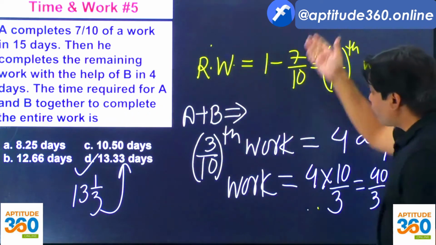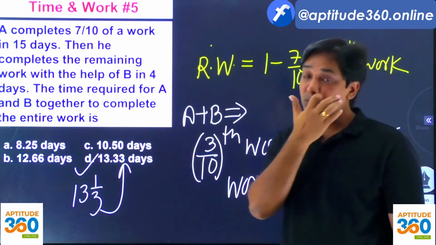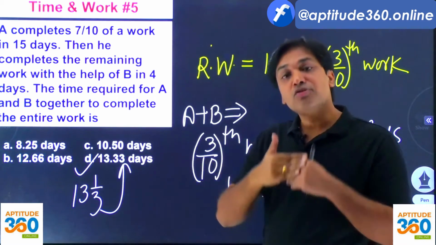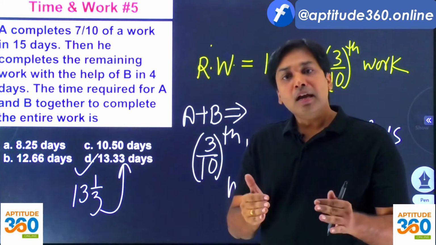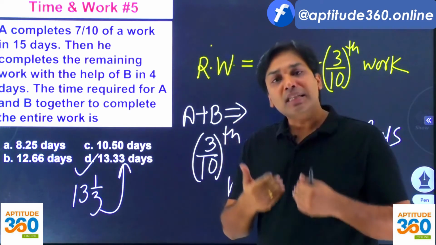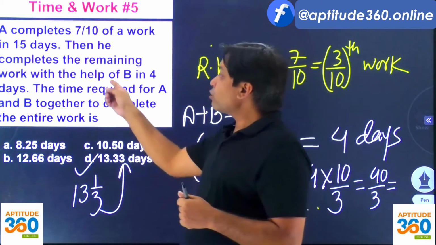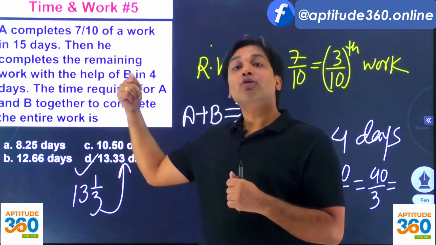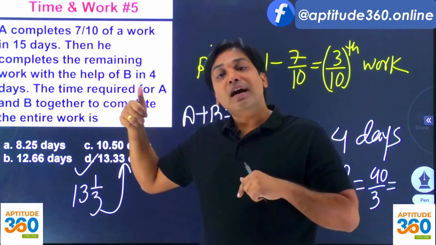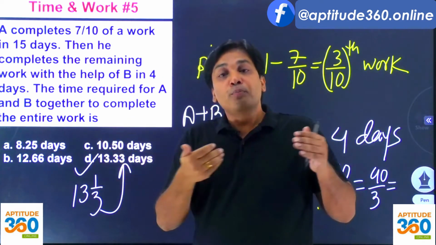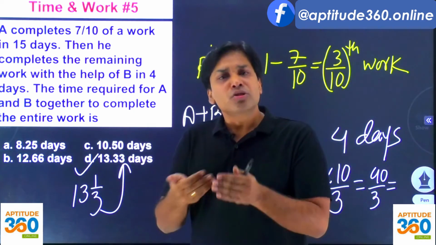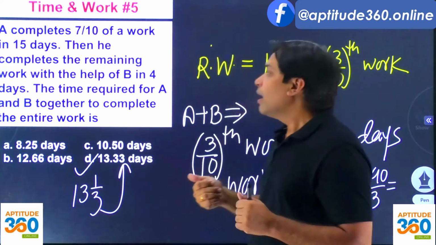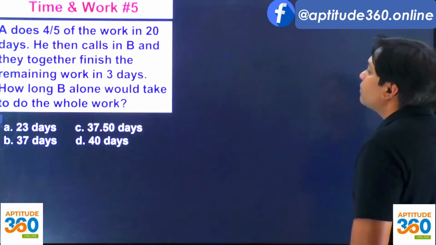Isn't it way too simple? 7/10 of the work is done by A. ठीक है जी. How much work is to be done? 3/10 of the work. And problem tells you that 3/10 of the work is being done by A and B collectively in 4 days. तो भाई 3/10 अगर 4 days में किया, तो पूरा का पूरा काम कितने दिन में किया? Isn't it simple for you to find out? अब इसको कॉम्प्लिकेटेड क्यों करना है हमारे को?